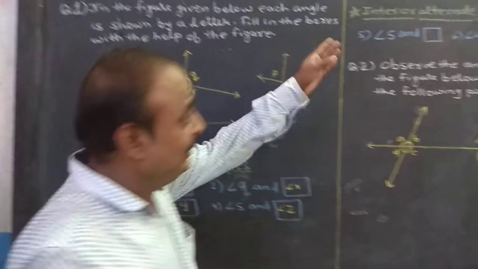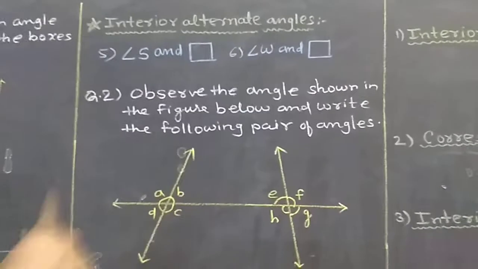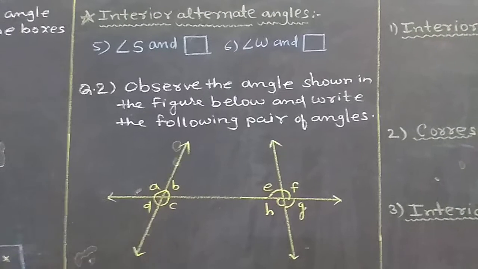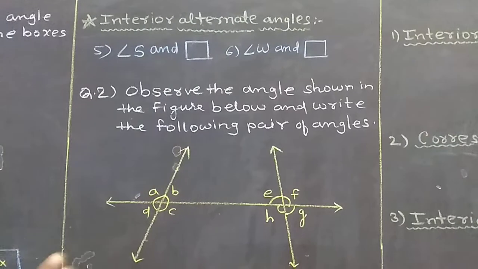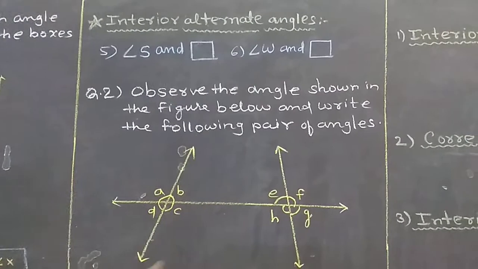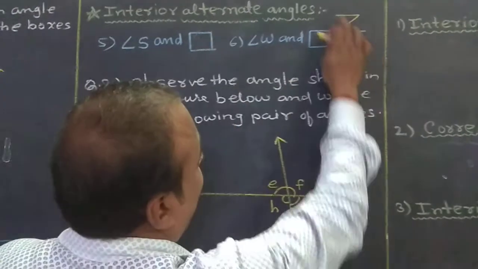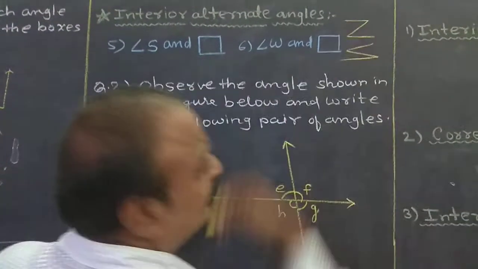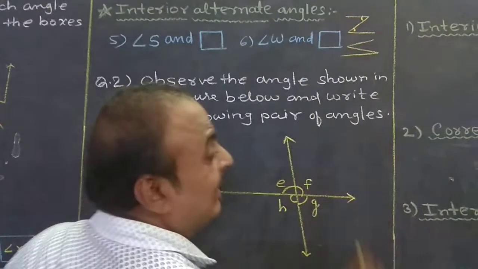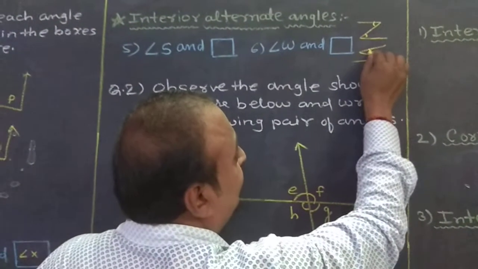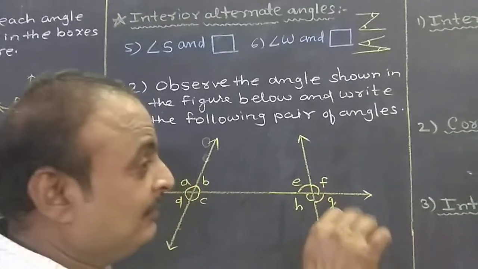Now one more question is given here. Interior alternate angle. Alternate angle. Dear students, we have already completed in our first part the identification of alternate angles in the shape of Z. Whether it is a Z shape or reverse Z shape, both are acceptable. Okay, so this angle and this angle will be known as alternate angles. Similarly here also this angle and this angle will be known as alternate angles, interior.